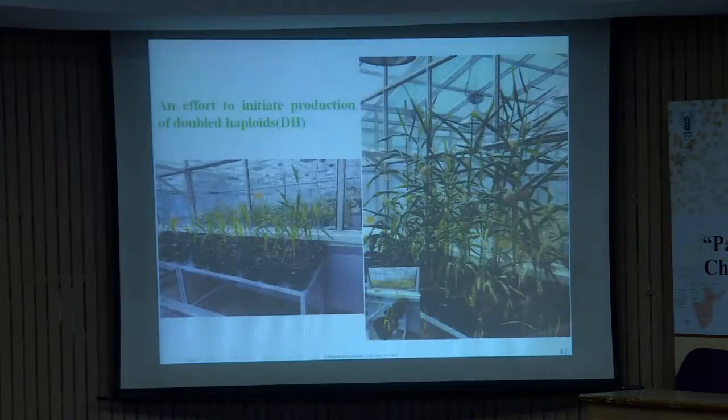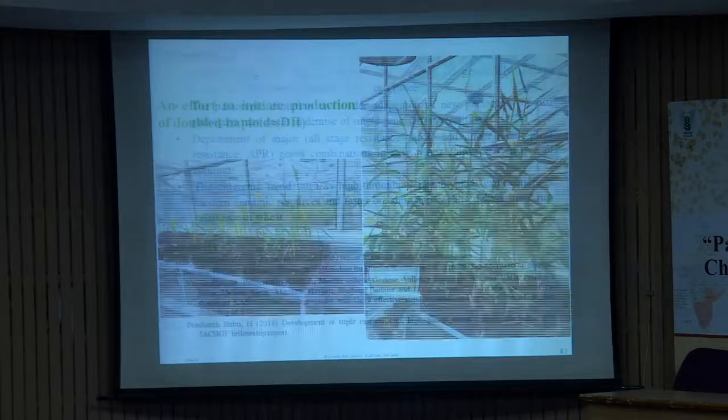Also double haploid we are exploiting in India. As I said, we are growing maize in phytotron. We are trying whether we can be successful in developing karyopsis. At least if we develop karyopsis, then that can be pipelined through tissue culture protocol.